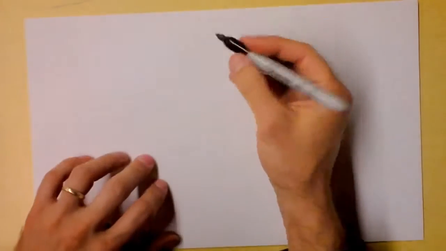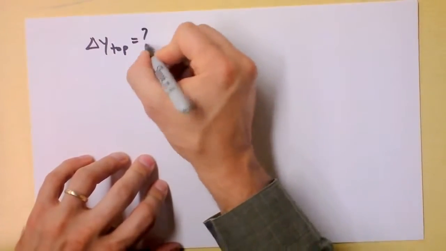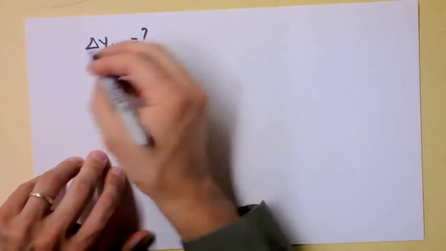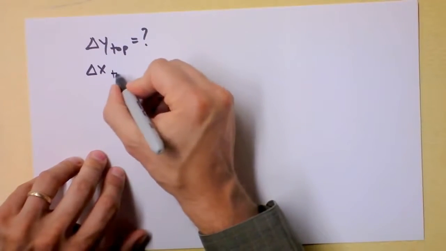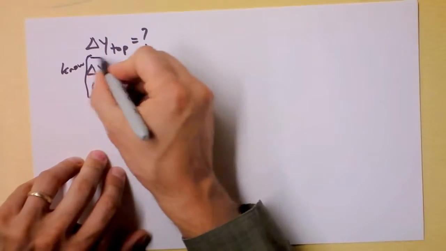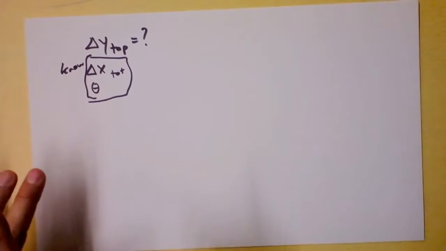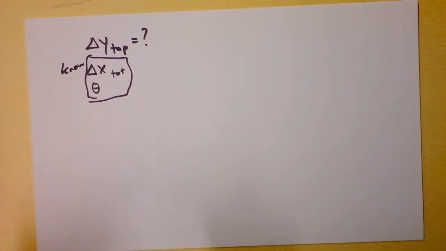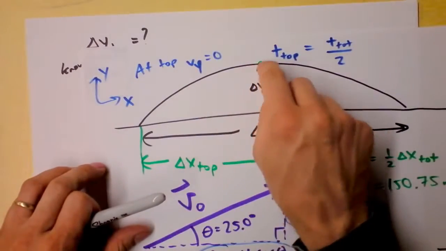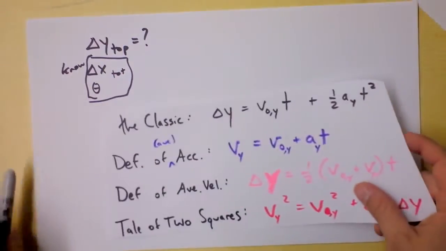I want to find an equation that has delta y at the top, which is what we're trying to find. And we know delta x total and we know theta. So we can record that we know those things, but we'll put them in a box, and I'm not going to plug in any numbers until the very end. Actually, I'm never going to plug in numbers. That's up to you. But I want to use the fact that at the top, the final velocity in the y direction is 0, right here. So I'm looking for an equation that has delta y at the top and has the fact that the final velocity in the y direction is 0.